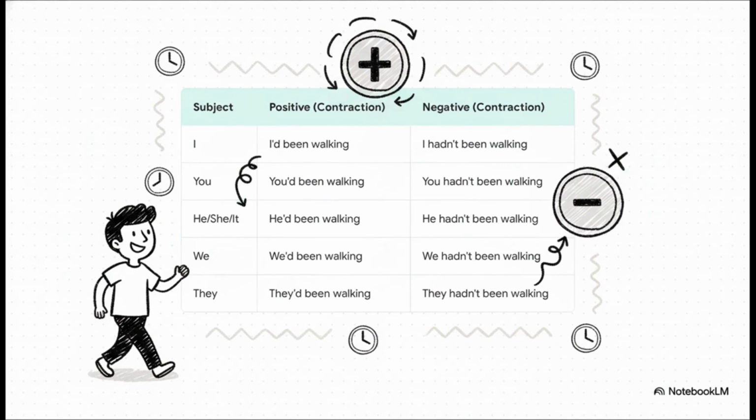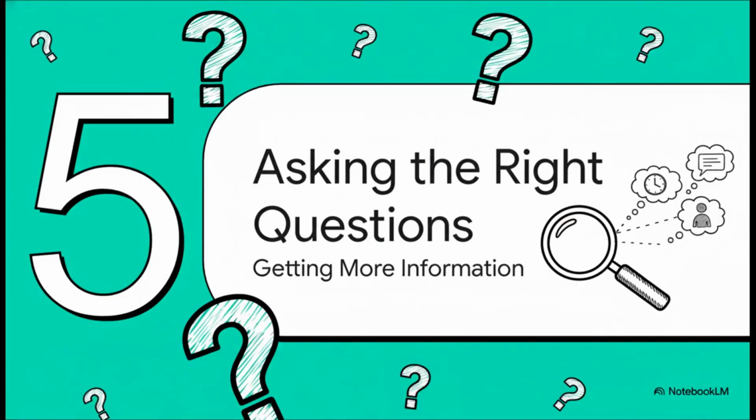This table just lays it all out. When we're making positive statements, especially when we're talking, we almost always use the contraction. So I had been becomes the much more natural sounding I'd been. And for negatives, just as easy. Had not been just gets squeezed into hadn't been. So clean, so efficient. Okay, so we can make statements.